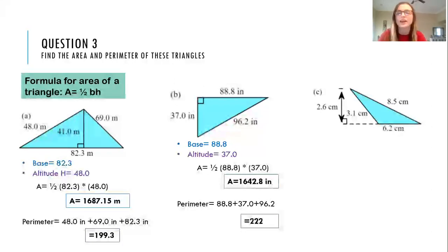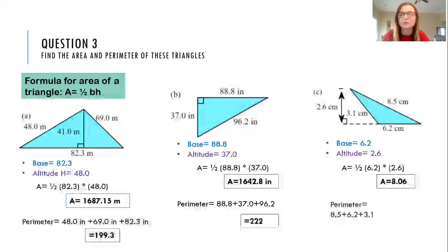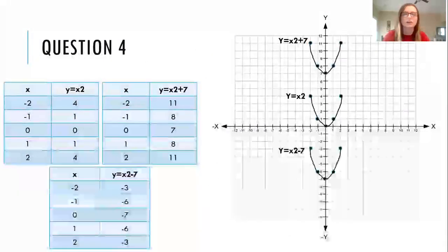Now let's go to our last triangle. So our base is 6.2 centimeters, our height is 2.6 centimeters, and we plug these into our equation. 1/2 times 6.2 times 2.6, which comes out to be 8.06 centimeters. And our perimeter, 8.5 plus 6.2 plus 3.1 equals 17.8 centimeters. Now let's go to question 4.